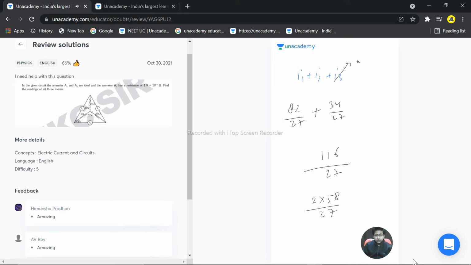So we need to find the reading of the meters. That's what we need to calculate, so that's the answer we are getting.